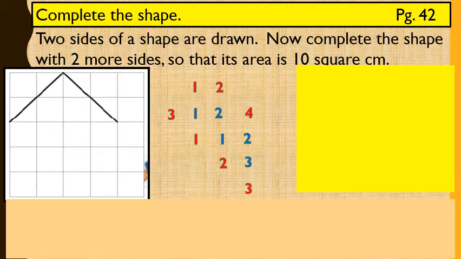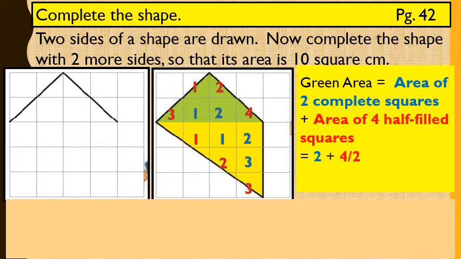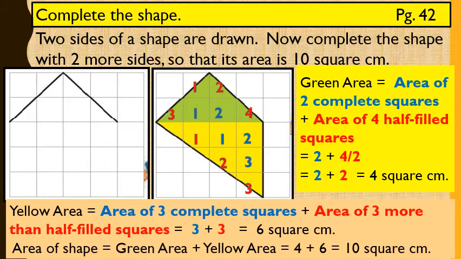Complete the shape, page number 42. Two sides of a shape are drawn. Now you have to complete the shape with 2 more sides so that its area is 10 square centimeter. The picture shows one such shape.